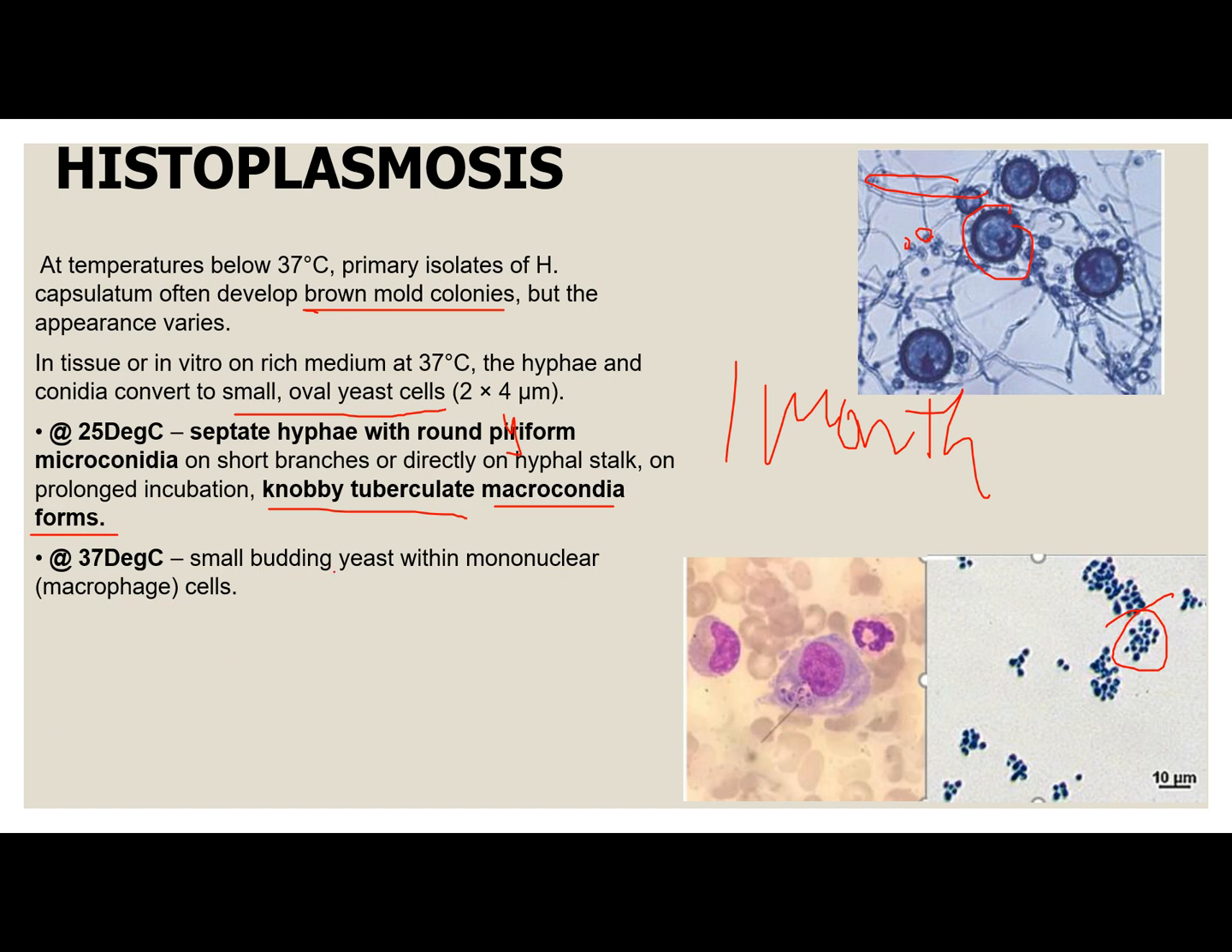Then at 37 degrees, class, they appear as small budding yeast within mononuclear cells or macrophages. So this is an example of a monocyte or a macrophage, class. This is a macrophage. And inside the macrophage, class, you would find yeast cells. So these are the yeast cells. This is your Histoplasma capsulatum engulfed by the macrophage.